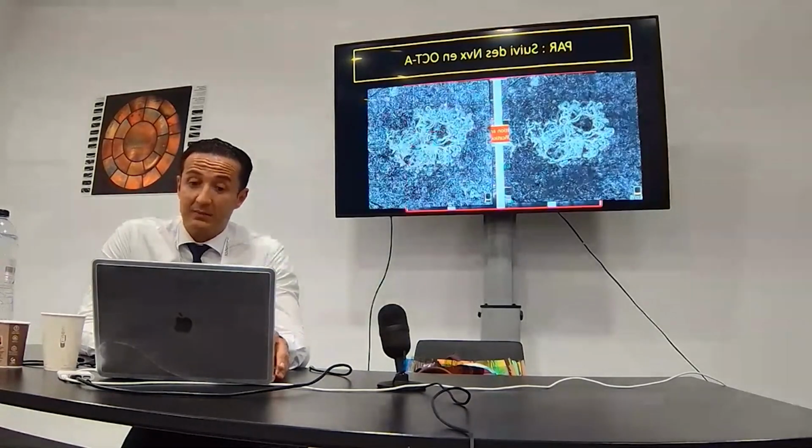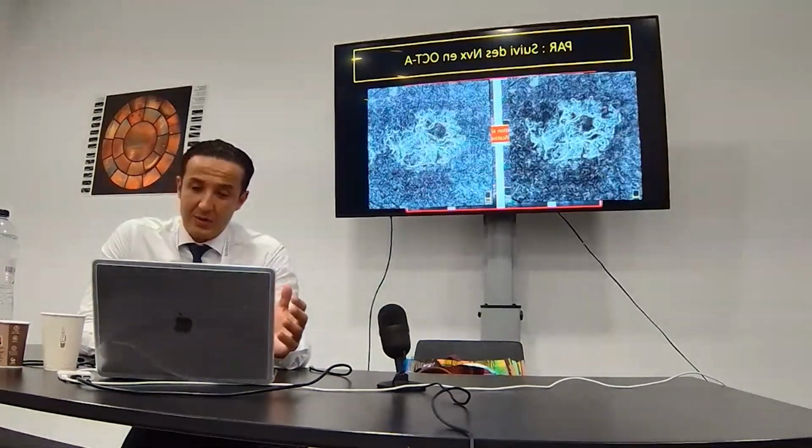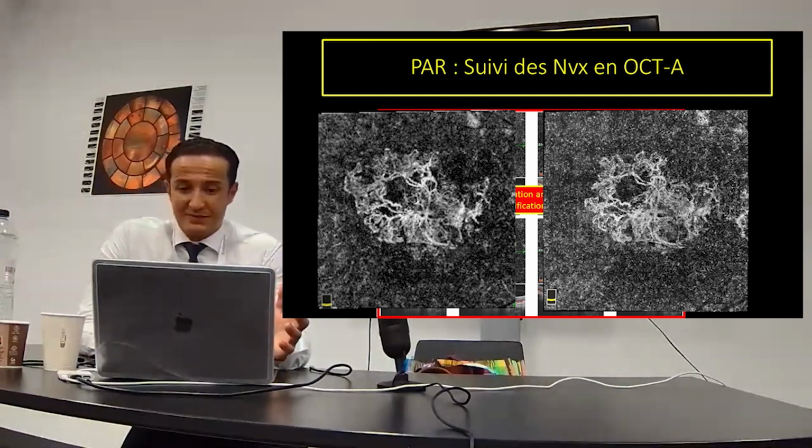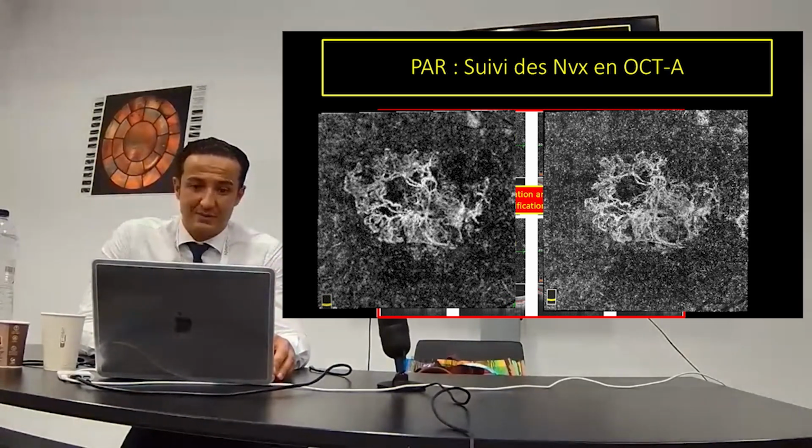And look here, the CNV follow-up, and you can see very well the maturation of the vessel and the effect of anti-VEGF in the recent part of the CNV.